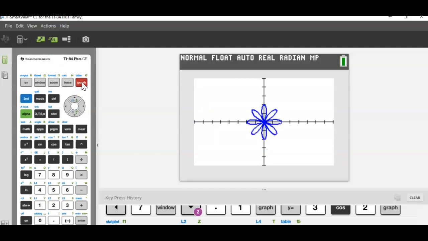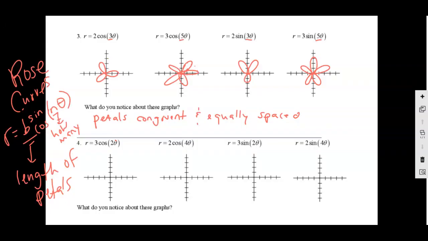Okay, so if the coefficient is odd, that's how many petals we have. If n is odd, you actually have n many petals. 3 theta meant 3 petals. 5 theta meant 5 petals. 7 theta meant 7 petals, right? If n is odd, you have that many petals. But if n is even, you actually have 2n many petals. You have twice as many petals.